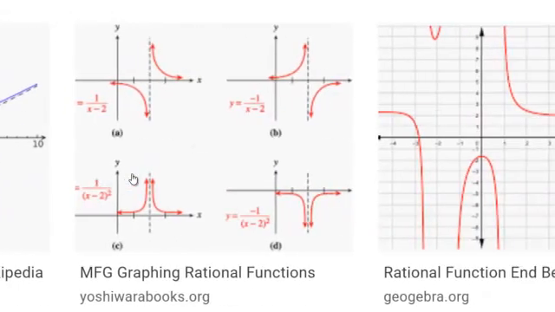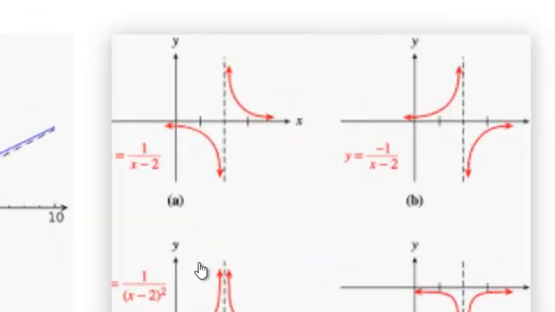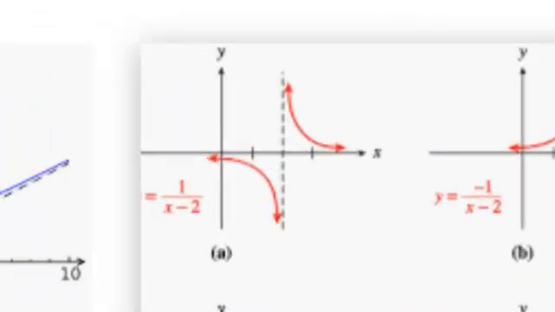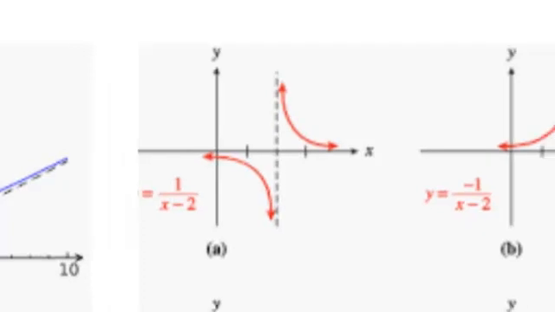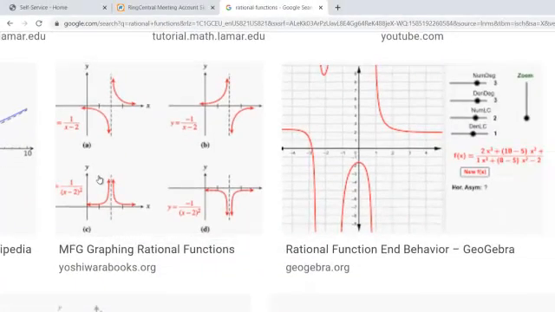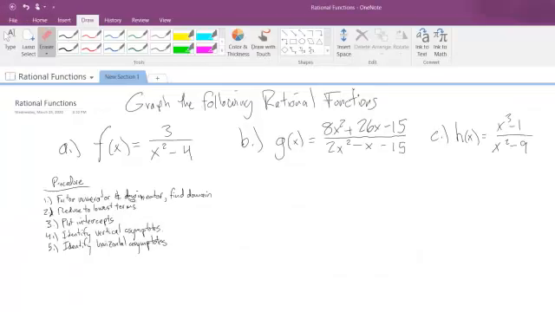Now we see it centered off of the x value 2. That's because of the minus 2 shifting the normal 1 over x graph. That minus 2 is shifting that 1 over x graph to the right by 2. Let's get to the actual thing.